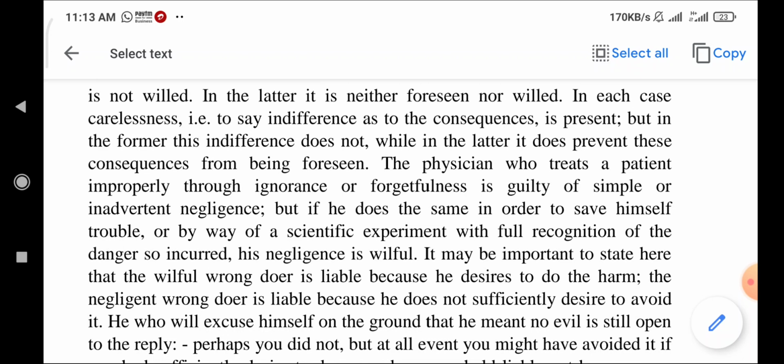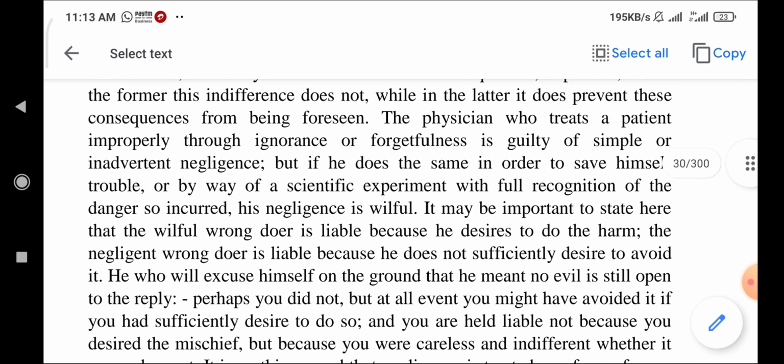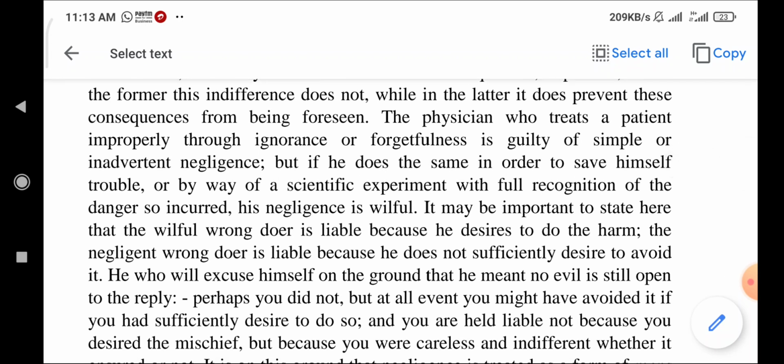The physician who treats a patient improperly through ignorance or forgetfulness is guilty of simple or inadvertent negligence. But if he does the same in order to save himself trouble, or by way of a scientific experiment with full recognition of the danger so incurred, his negligence is willful.